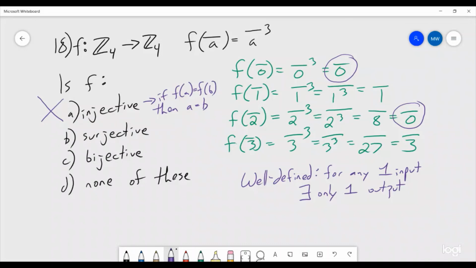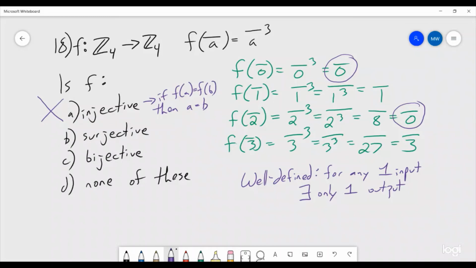Yeah, that makes sense. I just need to practice what an injective function is. Go over that. Okay. Is this one going to be surjective? That one is surjective, right?